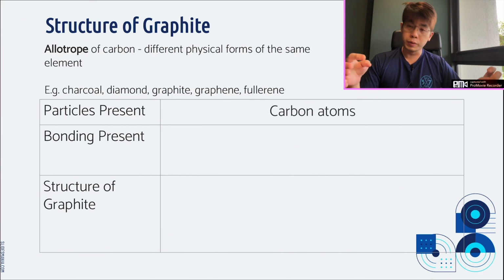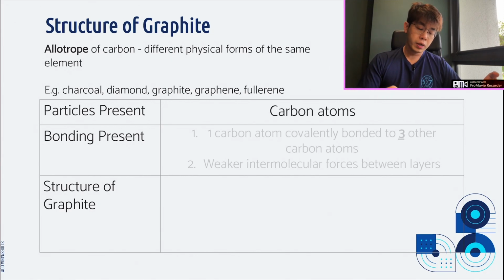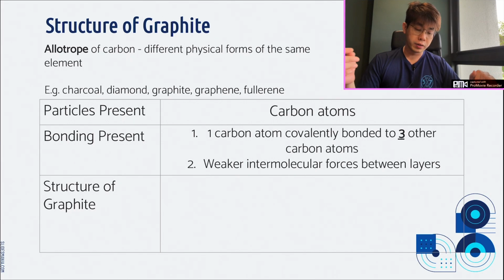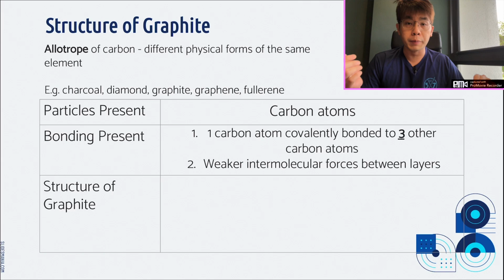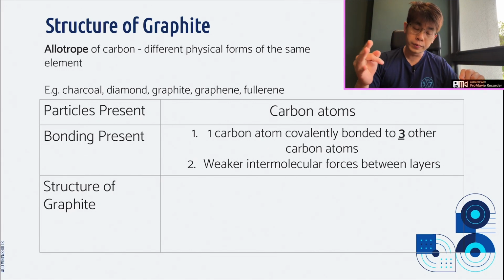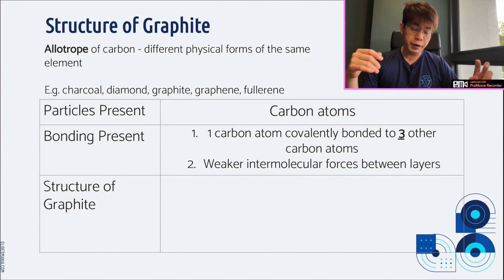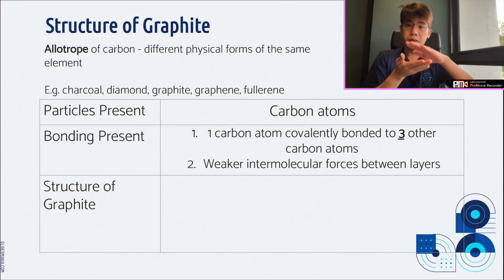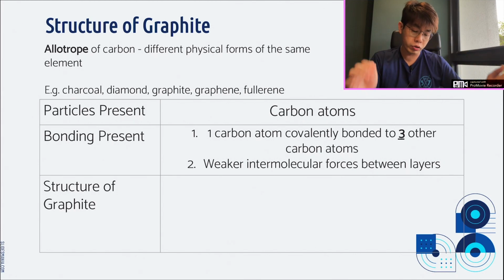So what are the particles present? Same thing, carbon atoms. And very interestingly, graphite has two different types of bonding. Firstly, one carbon atom in graphite is bonded to 3 other carbon atoms, which is different from diamond. In diamond, one is bonded to 4, but in graphite, one is bonded to 3. Graphite actually has a layered structure, so it's like pieces of paper being stacked on each other. It's a layered structure, right? And therefore, there are weak intermolecular forces between the layers.